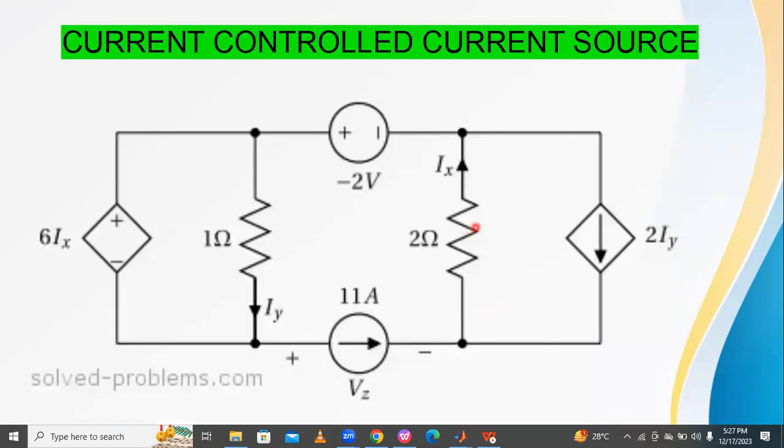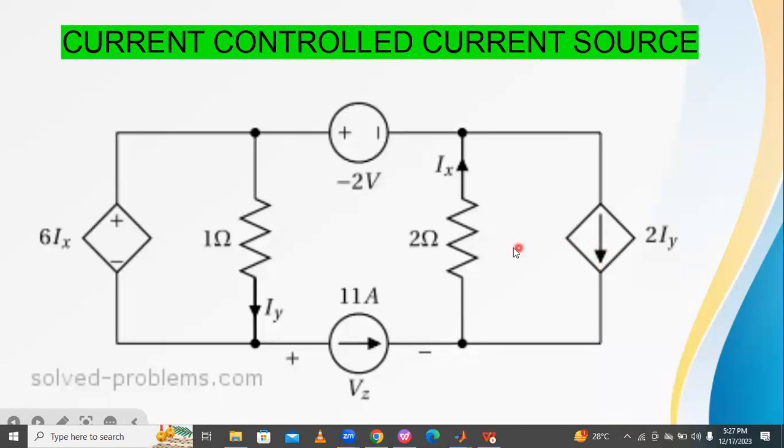Next one, current controlled current source. Here the current source is 2 IY, and it depends upon the current IY. That's why it is a current controlled current source, or current dependent current source.